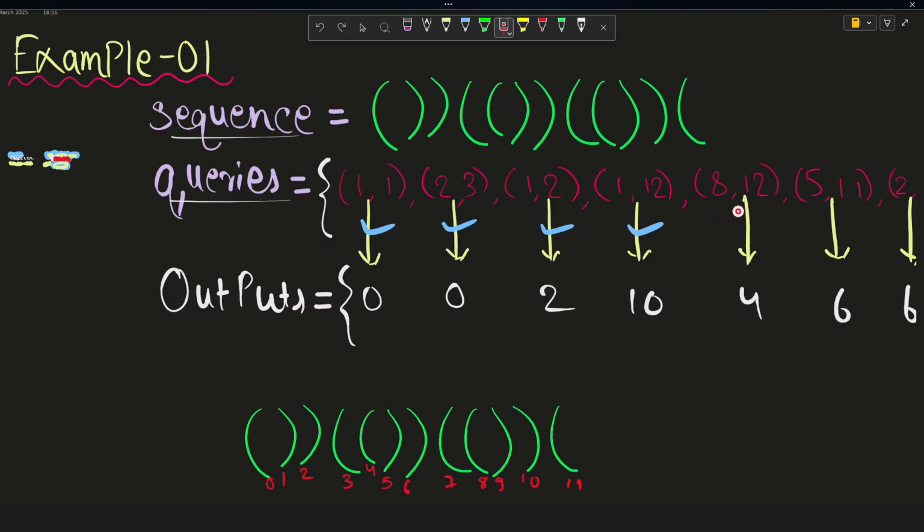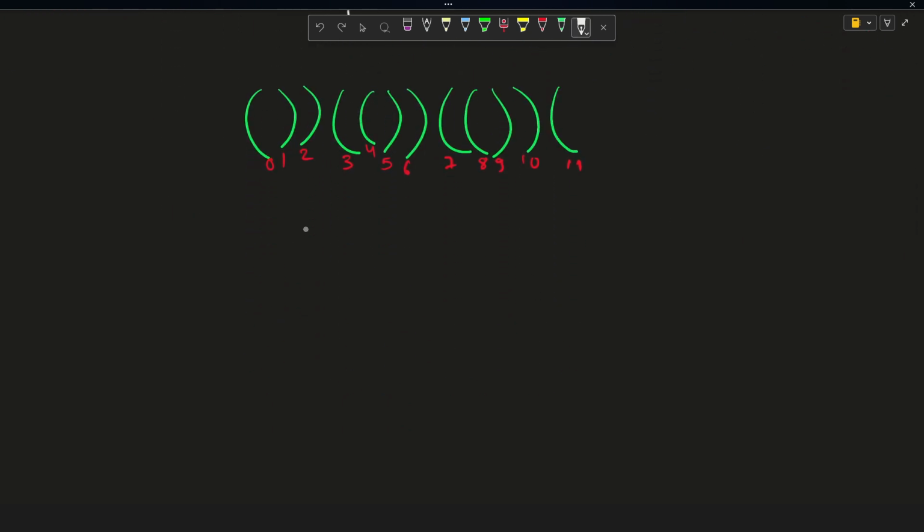So let us now move to our next query, that is this. In this query we have to calculate the result from 8 to 12, that is, in zero-based terms, from the 7th index to the 11th index, right? That is in this part. So if I now try to draw this part separately here, then it would look something like this, isn't it? So this would be our 7th index and this would be my 11th index.